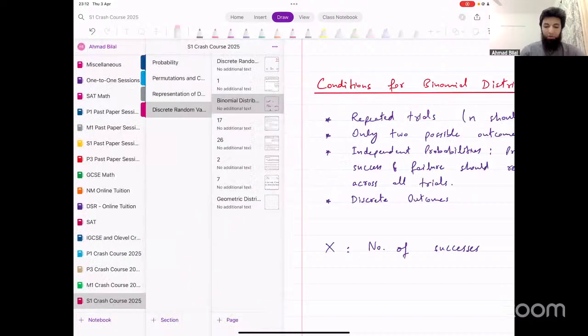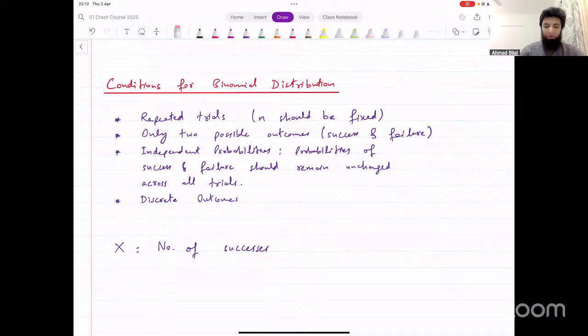And if you don't remember, then you cannot do the binomial distribution questions as well, because you would not be able to figure out if something does follow binomial or not. This is the criteria for figuring out if the binomial distribution formula is going to work in some case or not. So you need to remember these conditions for that as well.